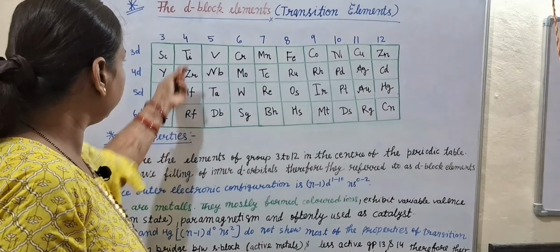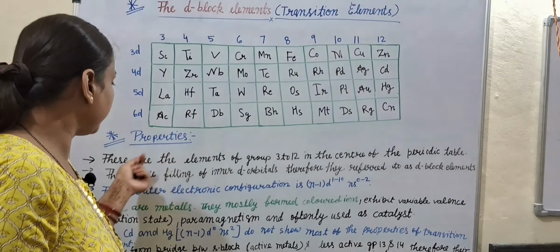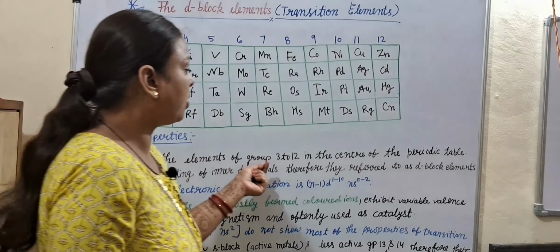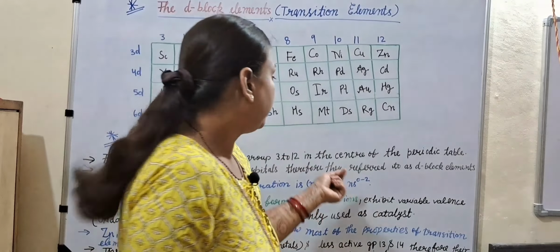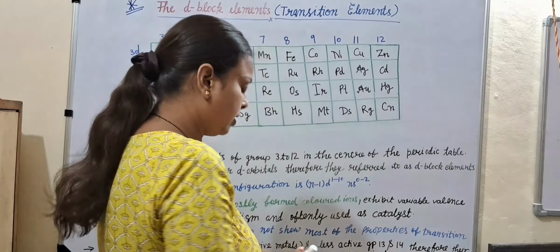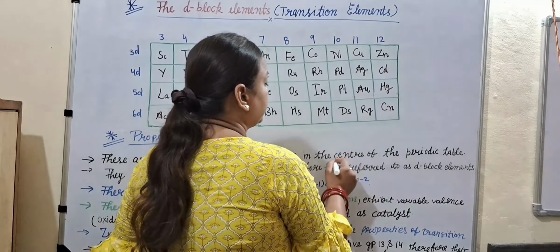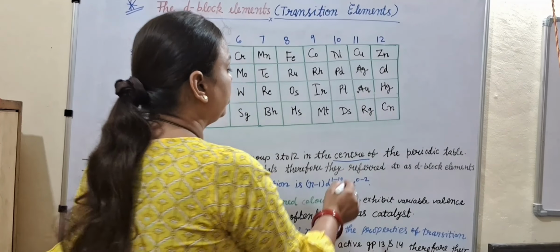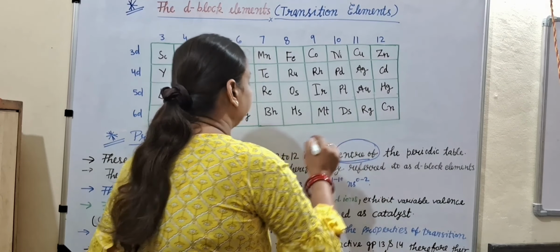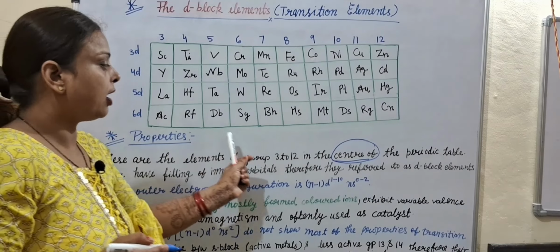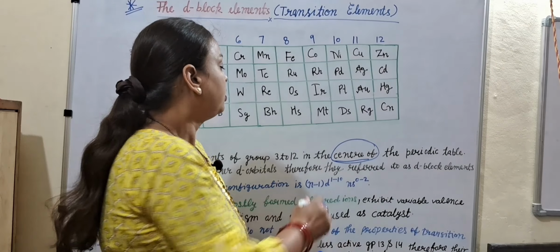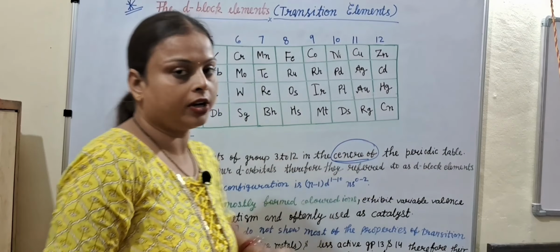Let's see the properties of D block elements. What are the properties? These are the elements of group 3 to 12 in the center of the periodic table. They lie in the center of the periodic table.